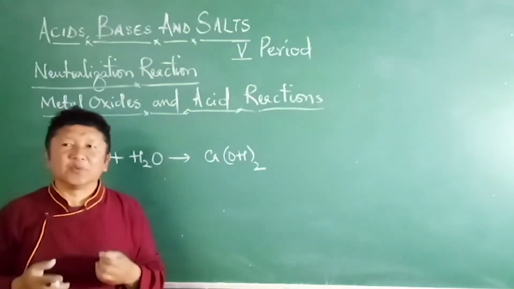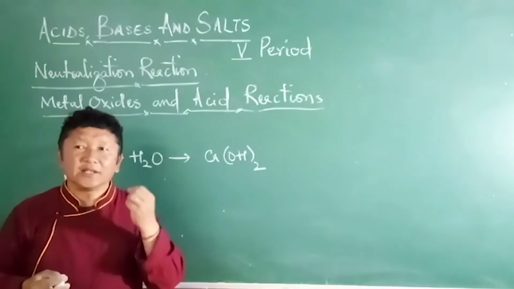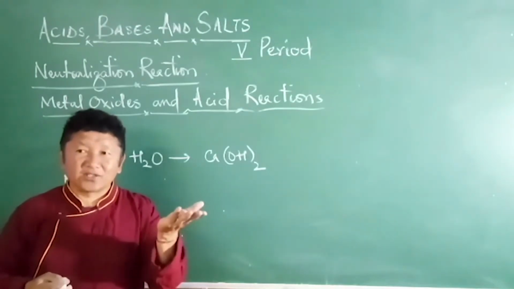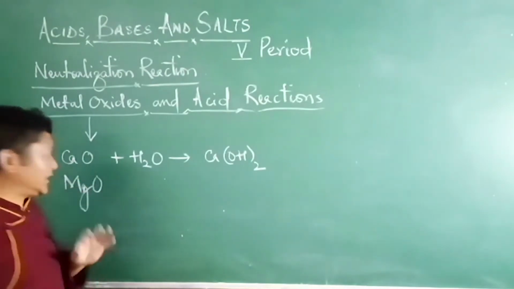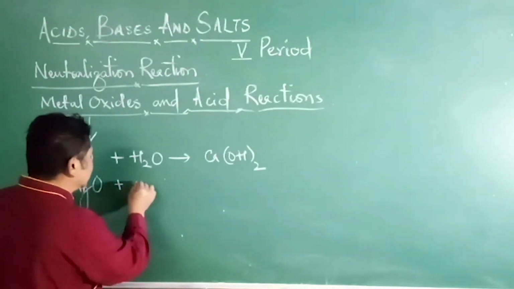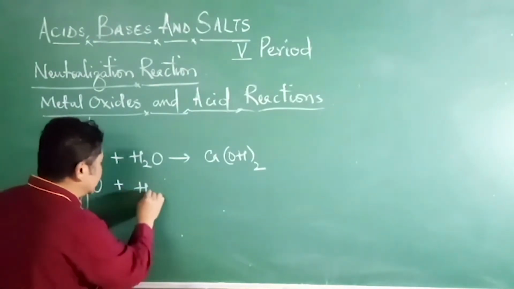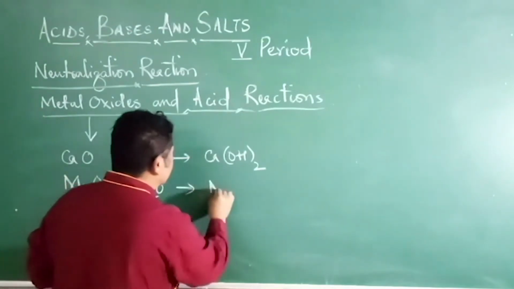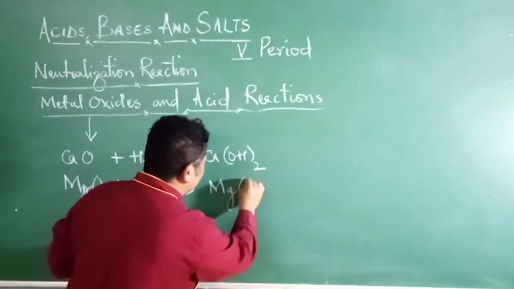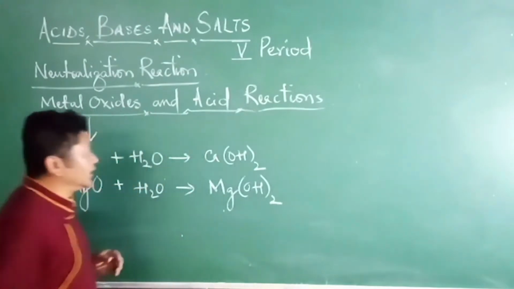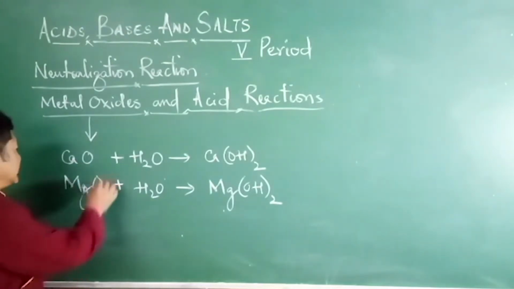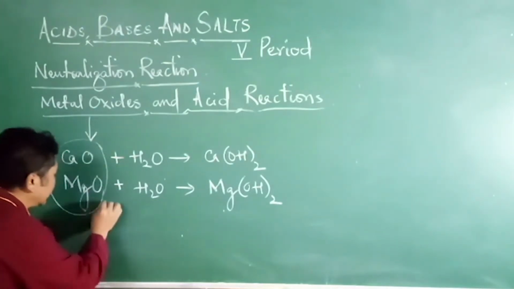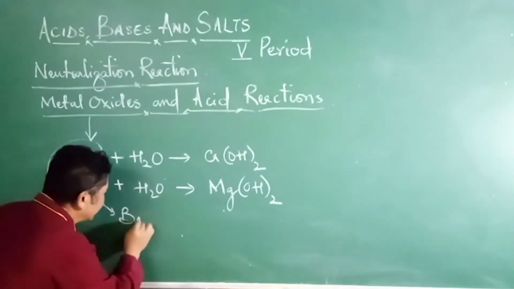Take a metal oxide like magnesium oxide. You remember that we burned magnesium ribbon in air to form a white ash. That white ash is magnesium oxide, and when this white ash gets dissolved in water, it gets converted into magnesium hydroxide. So here, metal oxides are basically basic in nature. These metal oxides are basic in nature.